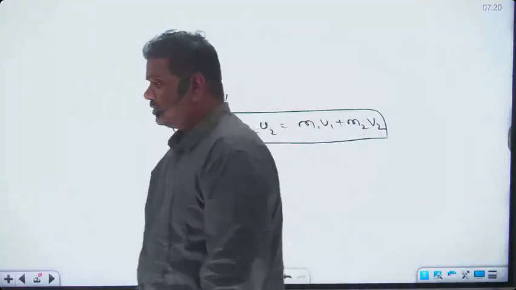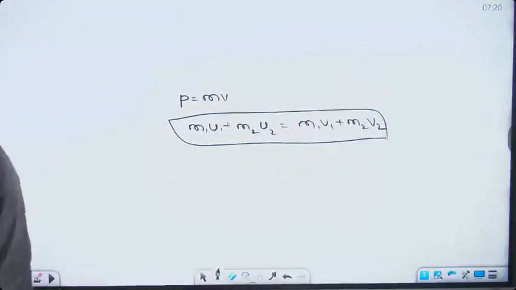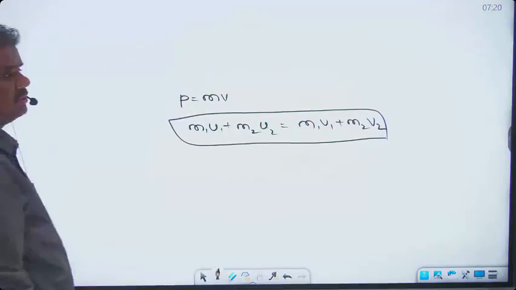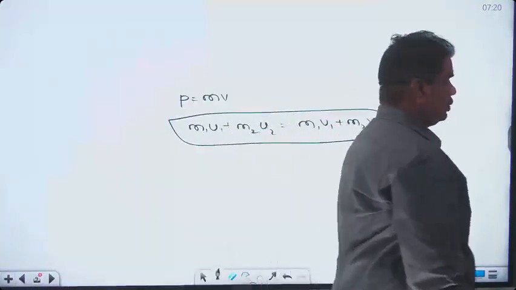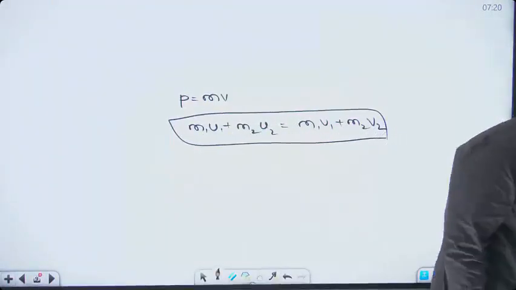Action and reaction will always act on two different objects.